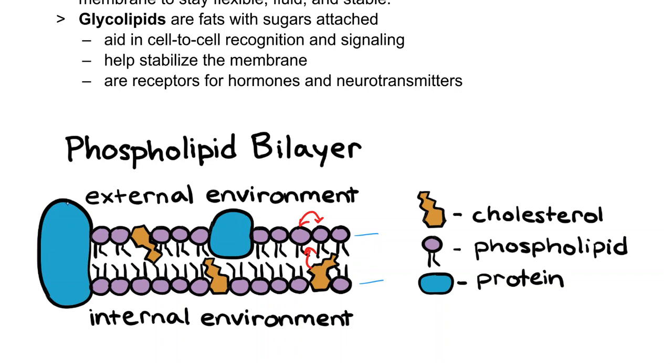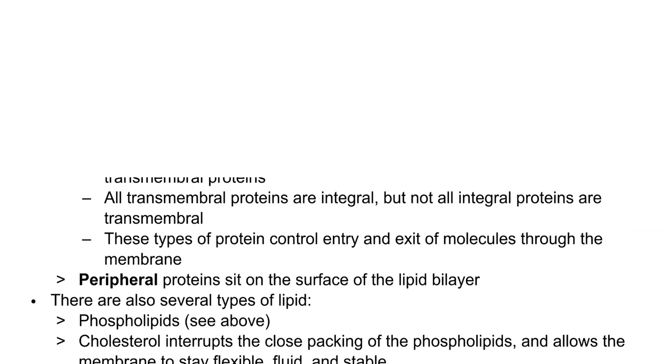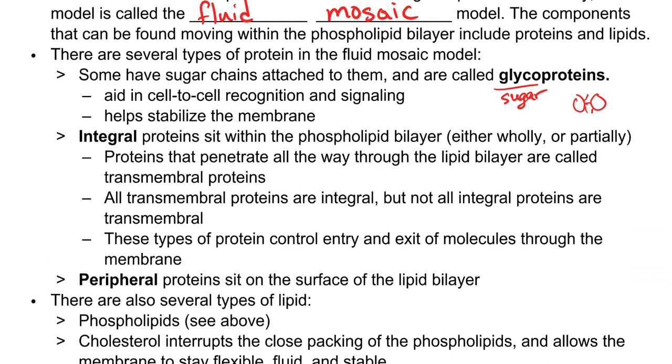Here's another integral protein, but this integral protein happens to be called a transmembrane protein. Proteins that penetrate all the way through the lipid bilayer are called transmembrane. Trans meaning spanning all the way across, okay? If you think of the Trans-Canada Highway, it goes from one coast to the other.